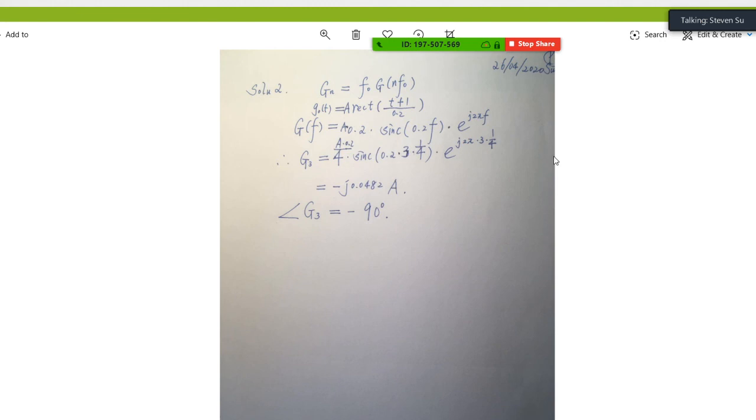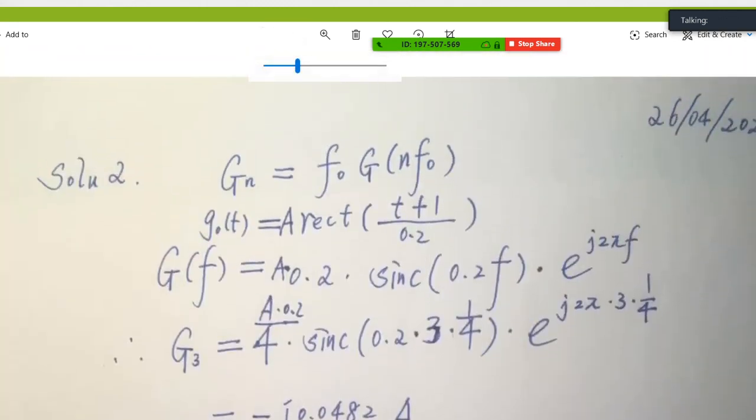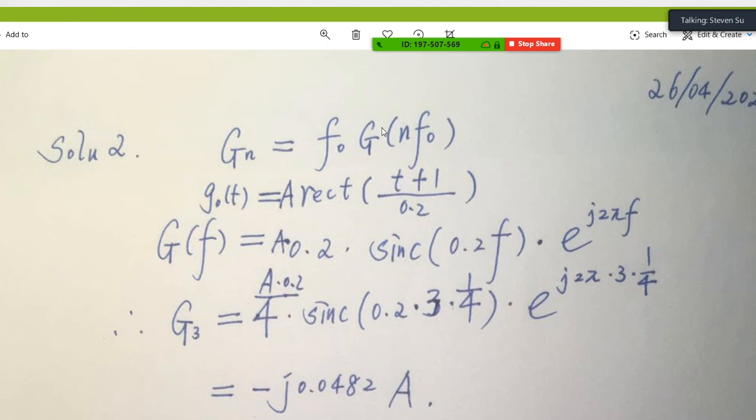This method is quite simple, quite straightforward. You just use this relationship between the Fourier series coefficient and the Fourier transform. If this n f0 is the sampling rate, which is 1 over 4 in this problem, and this is the sampling rate as well. So this Gn is the Fourier series coefficient, and G(f) is the Fourier transform. So in that case, we first need to calculate G(f), the Fourier transform.